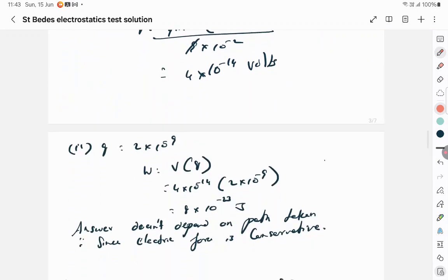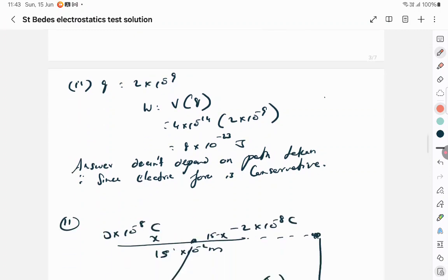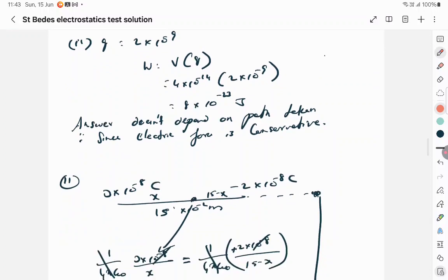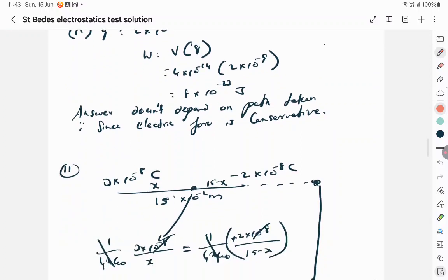Find the work done in moving a charge of 2 × 10 to the power minus 9 coulomb. So the potential at that point, the charge that you're going to bring, multiply and get the work done and write the answer in joules. The answer does not depend on the path taken since electrostatic force is conservative. It is not going to depend on any path. So let's go to section C. Section C is what I'm doing now, sorry.